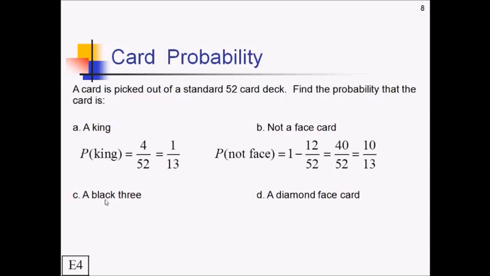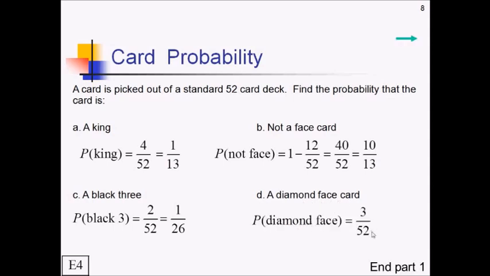Now the next one, a black 3. Well, how many of those are there? So there are 2 3s that are black. That would be the 3 of clubs and the 3 of spades. So 2 out of 52 then is that probability, which we can reduce to 1 out of 26. And then finally, a diamond face card. So how many face cards are diamonds? Well, again, we've got queens, kings, and jacks, and diamonds is just one of the suits, so there's going to be 3 diamonds that are face cards. So that's going to be 3 out of 52, which we actually can't reduce at all.